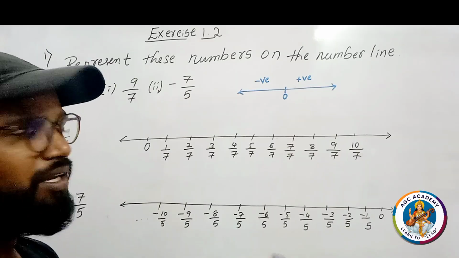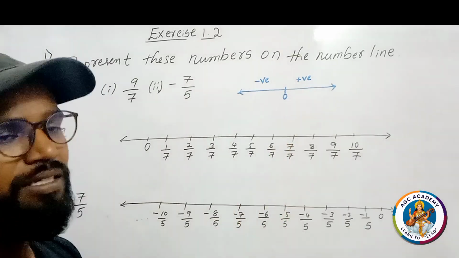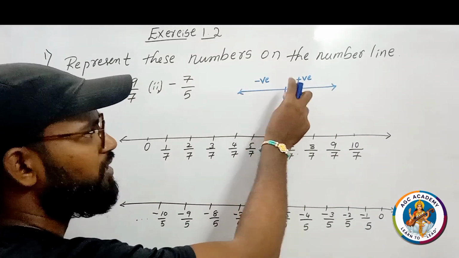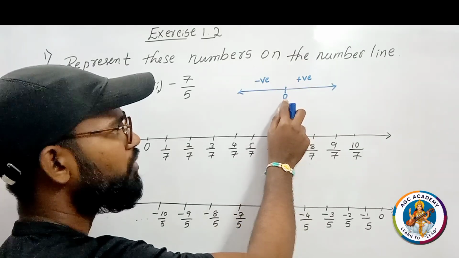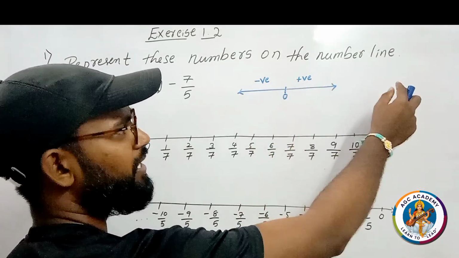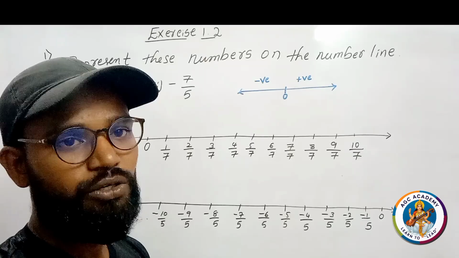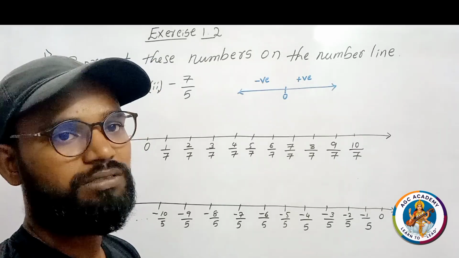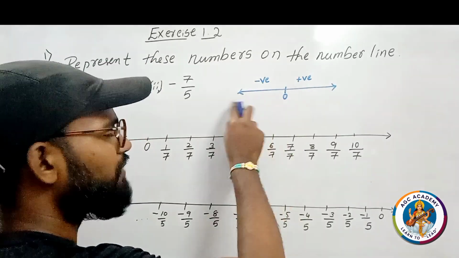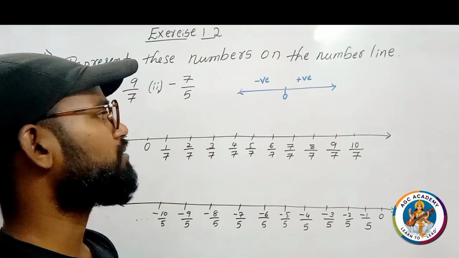So I will explain you a little bit about the number line. See, in the number line it is a 0, right? So if I move towards the right hand side from the 0, I will get the positive numbers. If I move towards the left hand side, I will get the negative numbers.